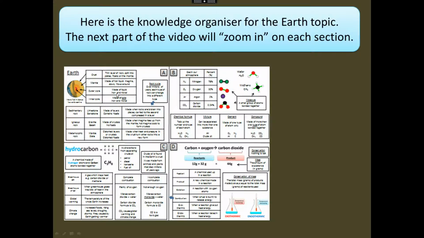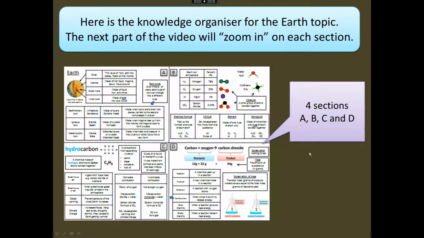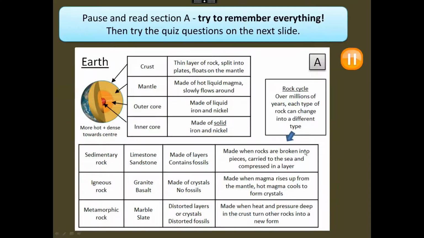Okay, so we're going to go through this step by step, section by section. The next part of the video, we're going to focus in on each section and then ask you some quiz questions. So let's have a look first at section A of the knowledge organizer. There's so much to remember. Quizzing really helps to increase your memory. So pause this video, read through all the information in section A, then on the next slide, there will be some quiz questions for you to answer. Okay, so pause the video for as long as you need to read and try and remember everything in section A. Pause it now.